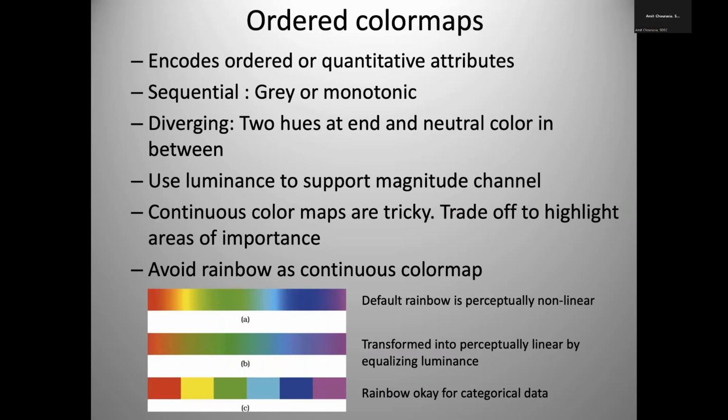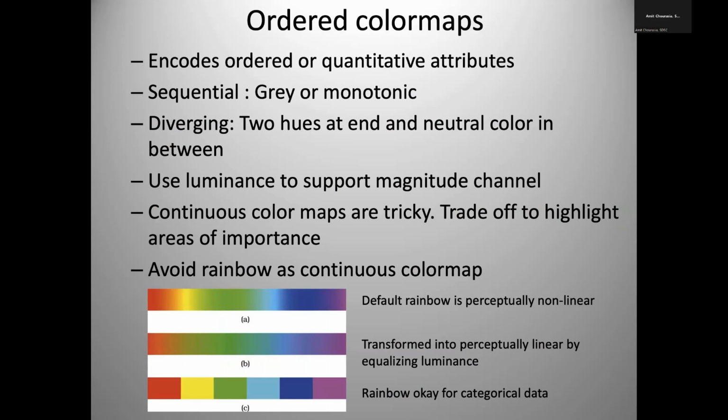If you happen to be on a diverging data set where you have things going from plus to minus, then you can use two hues and a neutral color in between to create a divergent color map. Continuous color maps are tricky, but sometimes you have to use them.